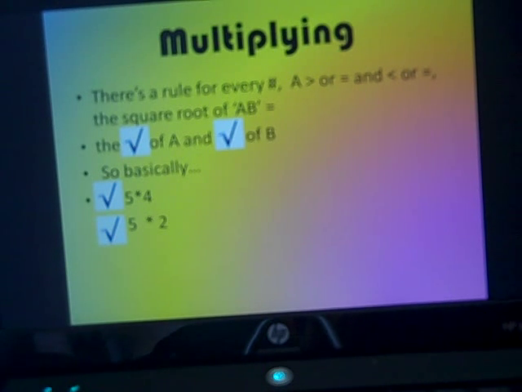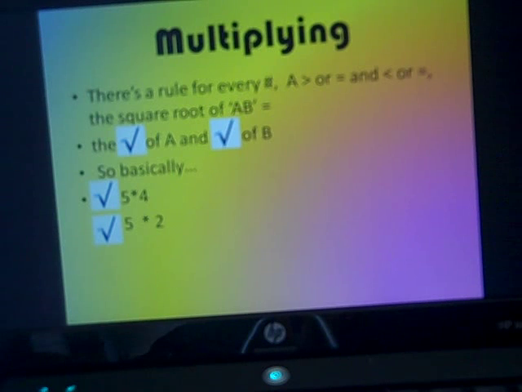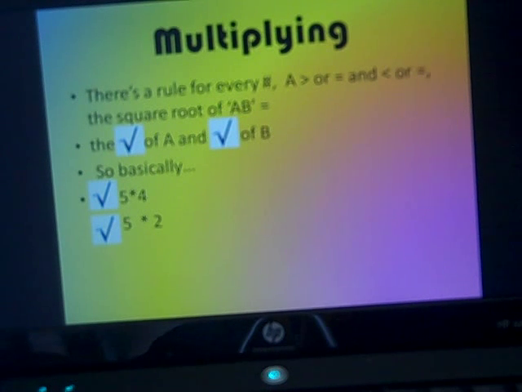Multiplying. There's a rule for every number. For A greater than or equal to 0 and B greater than or equal to 0, the square root of A times B equals the square root of A times the square root of B. So basically, the square root of 5 times 4 equals 2 times the square root of 5.